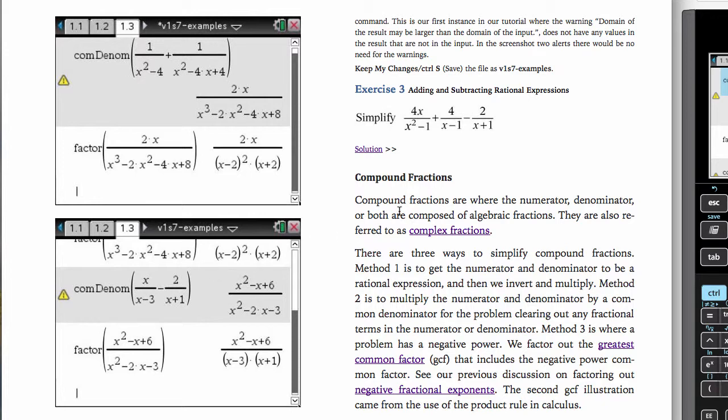The next thing we're going to look at is compound fractions or complex fractions. So compound fractions are where the numerator and denominator of both are composed of algebraic factors. So there's several different ways that we can use when we have these situations to simplify these. So again, take a look at these different methods that are explained in the book.